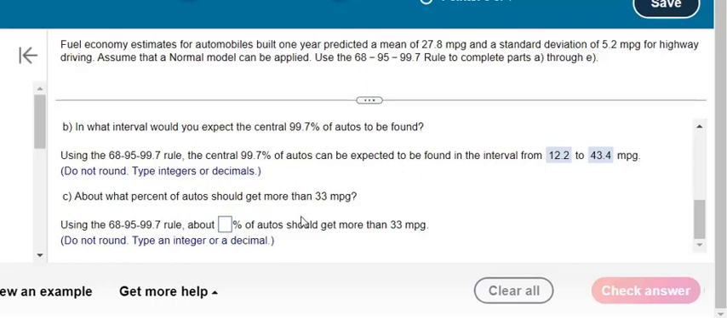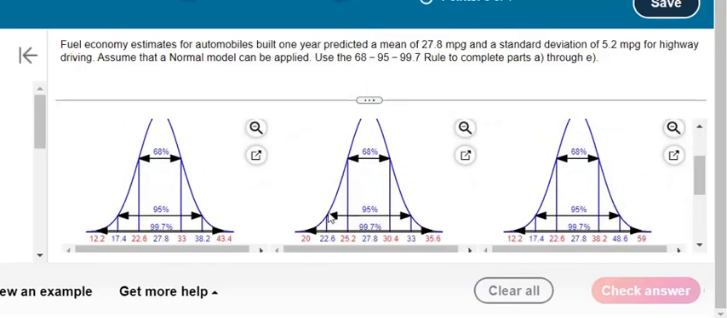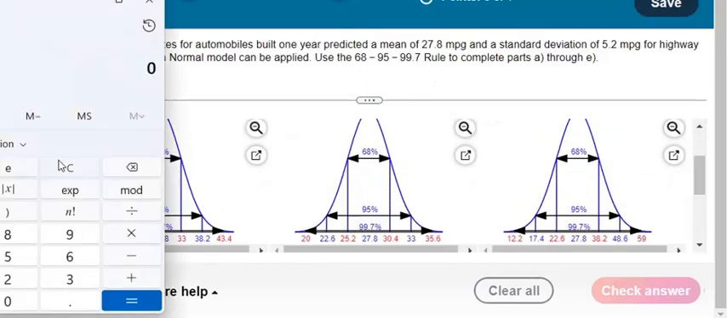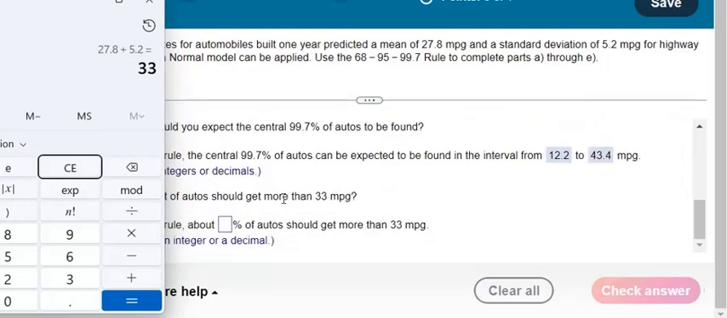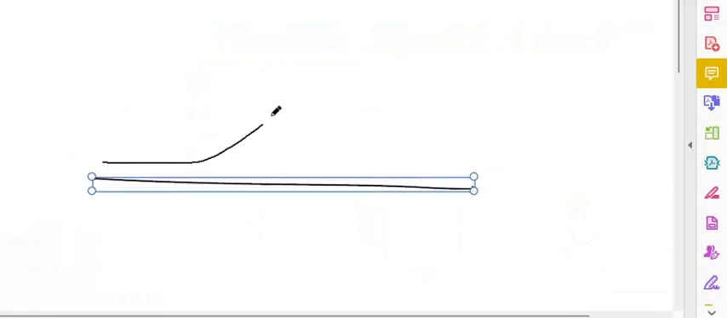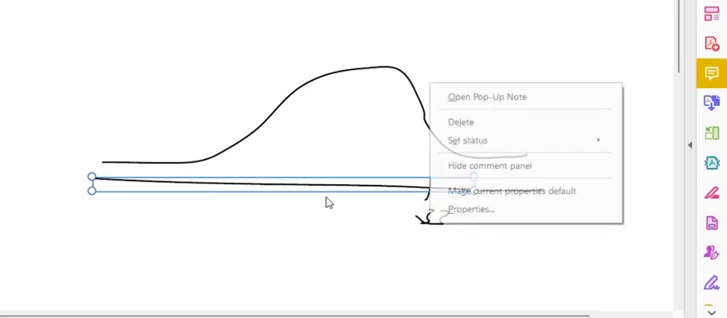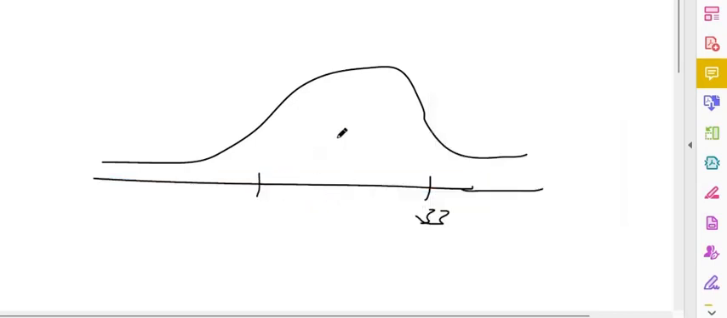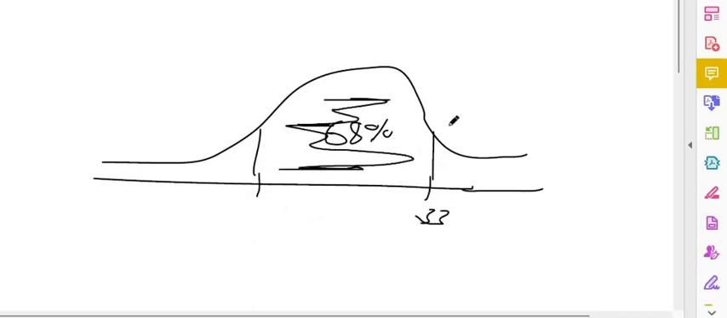About what percent of automobiles should get more than 33 miles per gallon? So I think 33 was the upper bound on 68%, right? We add 1 standard deviation, that's 33. Okay, so what should get more than 33 miles per gallon? Let's draw this out real quick. Here's my terrible normal distribution. 33 is right here. And then I forgot what the lower bound was, but this should be 68% of the data between these two, right? Because if you subtract a standard deviation, if you add a standard deviation, we already did that in part A, that's this set of data.